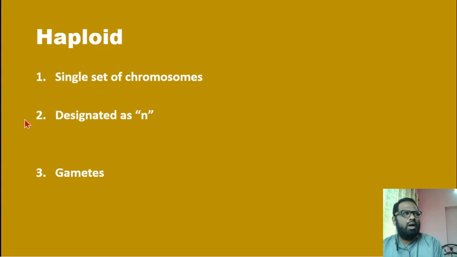And the haploid number of chromosomes is only present in the case of the gametes. Apart from the gametes, you don't find the haploid number of chromosomes anywhere in any of the cells of the body. In all the somatic cells, the number of chromosomes is always diploid, and only in the gametes do you find a haploid number of chromosomes.